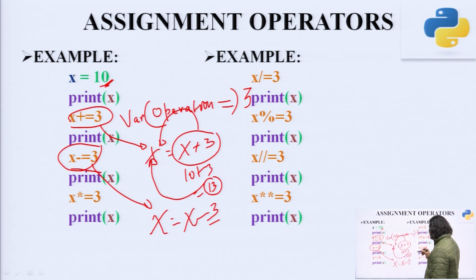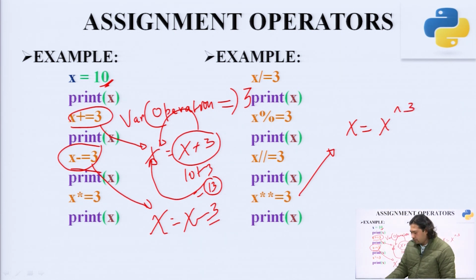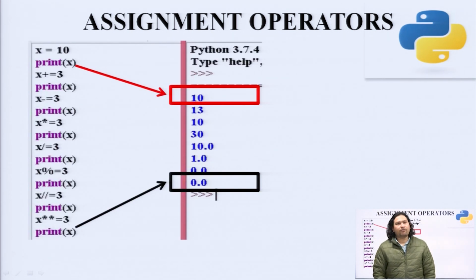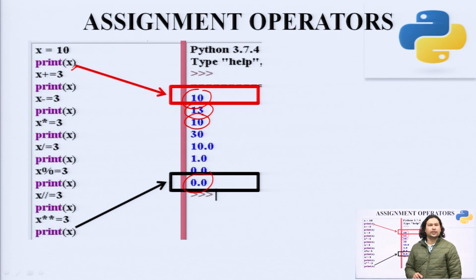Similarly, for the rest of the examples, at the last you can see x double star equal to 3. It can be deduced that x is equal to x raised to power 3. Now, look at the program which we have run in version 3.7.9. Here you can see that the value of x is 10. After the first operation, the value is updated to 13, similarly the next operation gives 10 and so on. At the last the value is 0 because 0 raised to power 3 is 0.